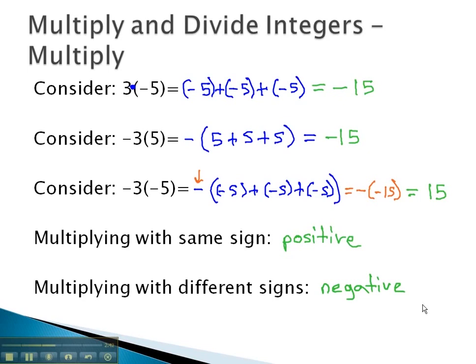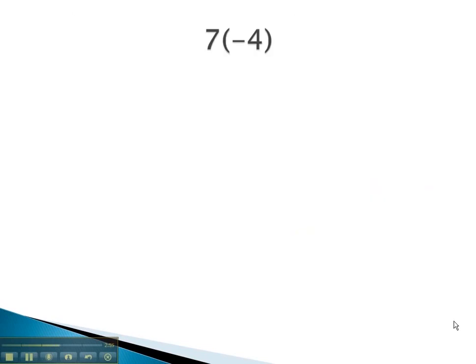So for example, if we have 7 times minus 4, we see we have different signs. Because they are different, with multiplication, the answer is negative. 7 times 4 then is 28, and we have minus 28 as our solution.